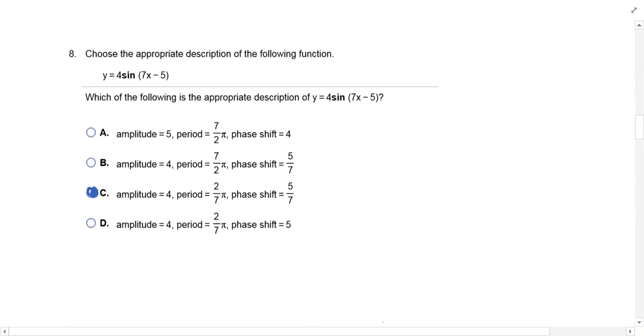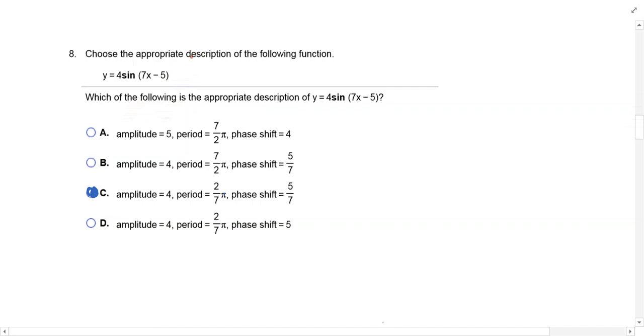Choose the appropriate description. 4 sine of 7x minus 5. What is the amplitude of that? The amplitude is 4. The period is 2 pi over 7. Okay. And the phase shift is -5.